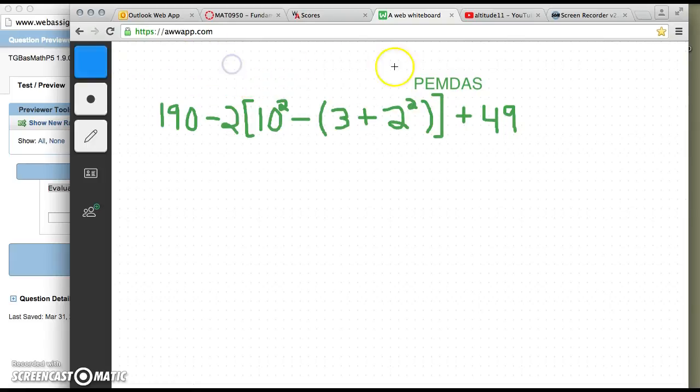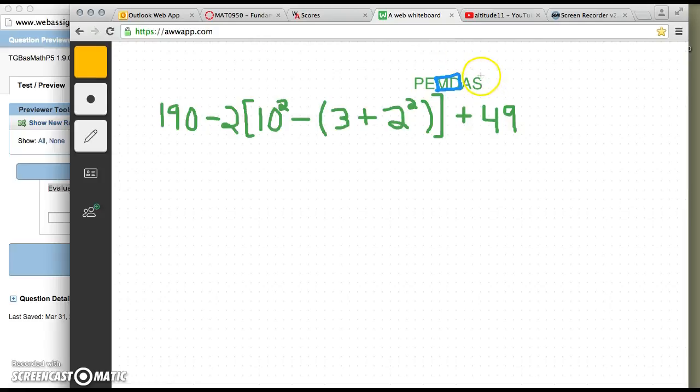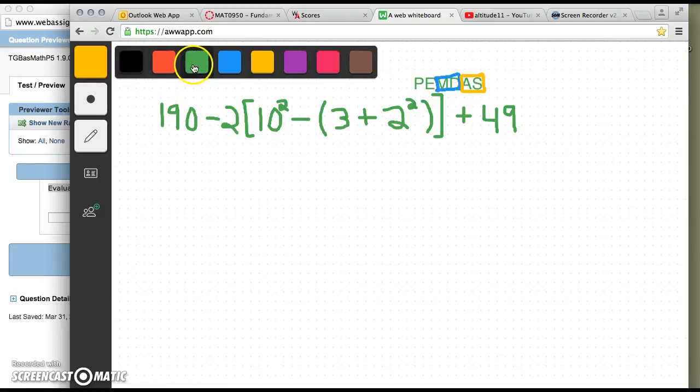A couple of special notes here, guys. Your M and your D are actually on the same level. You just want to make sure you perform those from left to right. And the same thing is true about your A and your S. Those are also on the same level. You just always do those from left to right. So M and D, multiplication and division, those are equal, if you will. And A and S, addition and subtraction, those are also equal. You just always go from left to right.